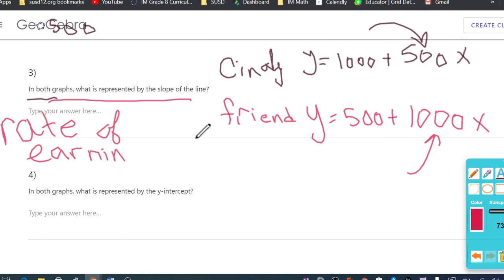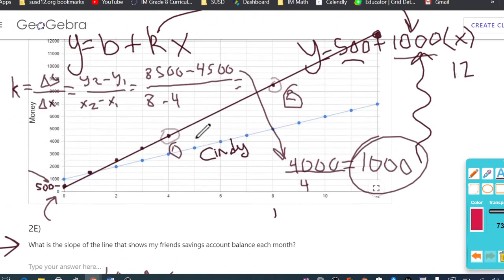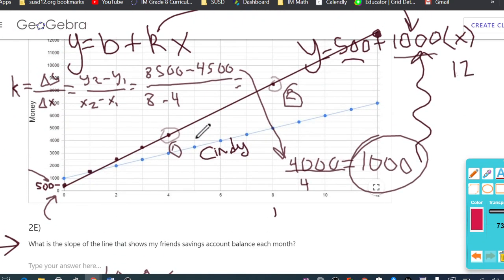I earned $500 a month. The slope of my line is 500. My friend earned $1,000 a month. The slope of her line is 1,000. So look here, the slope of my line, it goes up $500 a month. But my friend, her line goes up $1,000 a month. Wow, I want her YouTube salary.